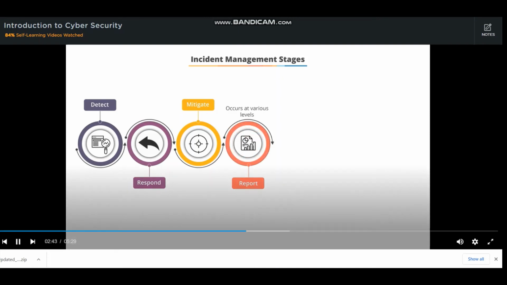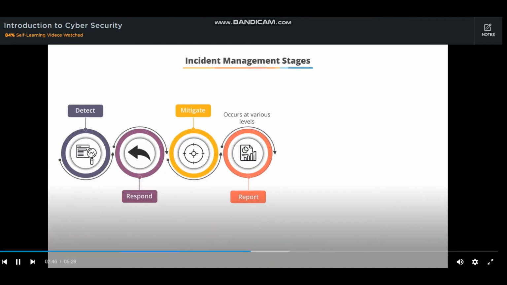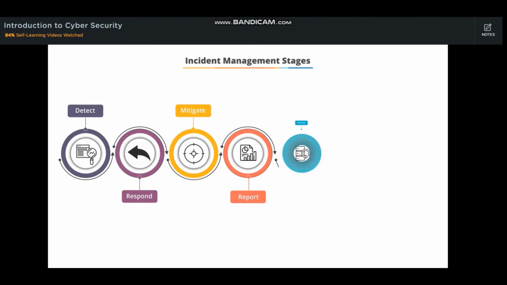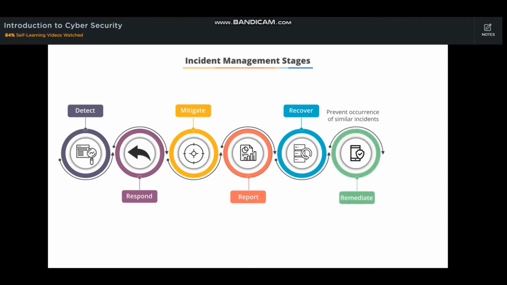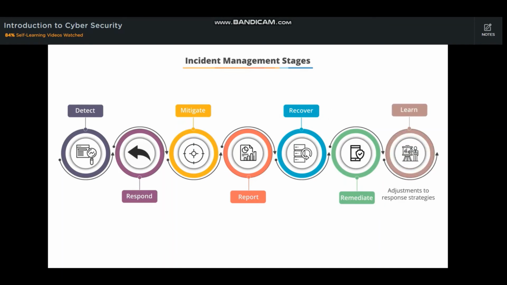Report. Reporting occurs during the life cycle of the incident at various stages and various levels. Recover. Returning all systems and information to known good state. It is very important to gather all evidence before recovering the system and information. Remediate. Based on the investigation, decide the permanent solutions to prevent occurrence of similar incidents. Learn. Review the incident, how it was handled, and carry out post-mortem analysis. This phase can help make adjustments to response strategies.